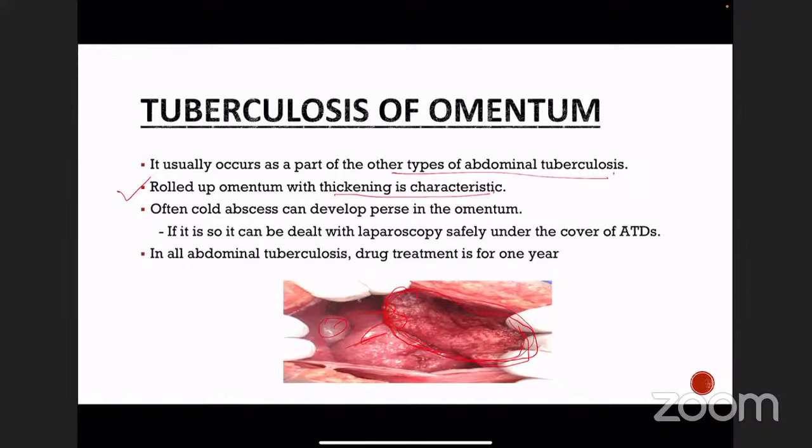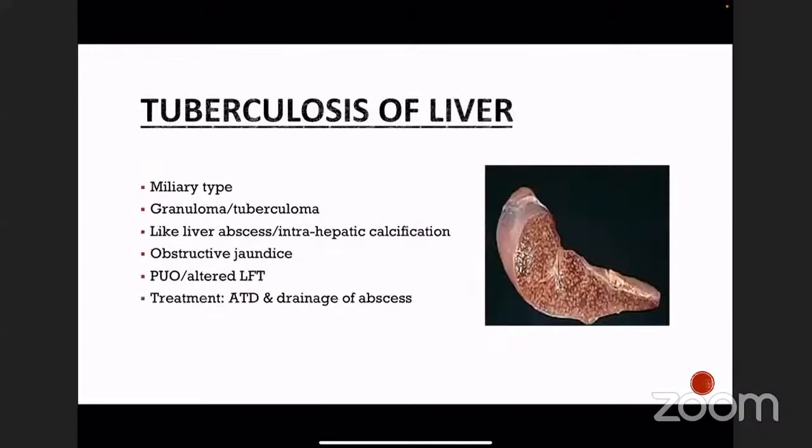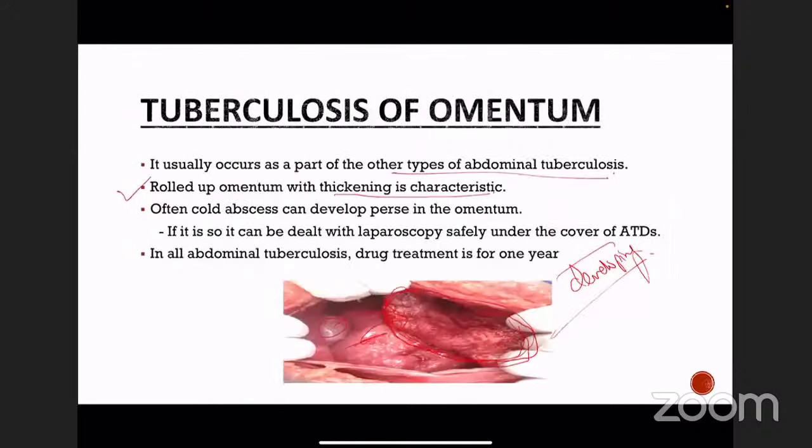ATD. In all abdominal tuberculosis, drug treatment is given for 1 year, especially in our developing country. Right? That you have to remember. Not in all countries, but in developing countries. So this is brief about omental tuberculosis, not going into the depth. We are covering now three important solid organs before ending the session.